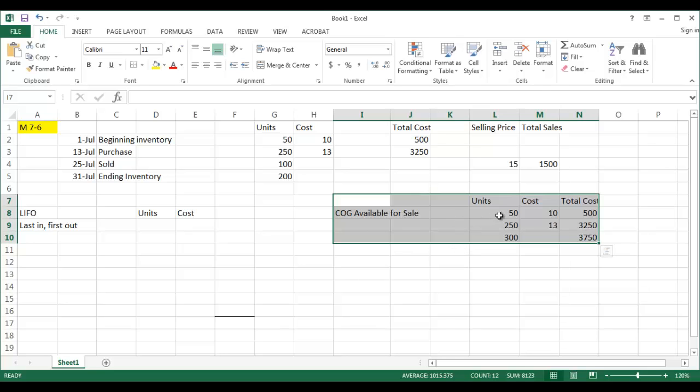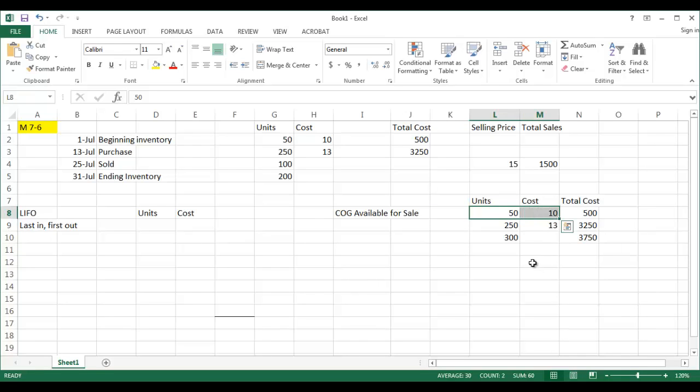So cost of goods available, we had 50 that we started with at $10. We had 250 that we purchased at $13. A total of 300 units and a total cost of $37.50. So let's determine the cost of goods sold. Let's figure out what we sold here. So LIFO, last in, first out, means that the units we sold, again, are going to be the most recently acquired units. That's what we're assuming.